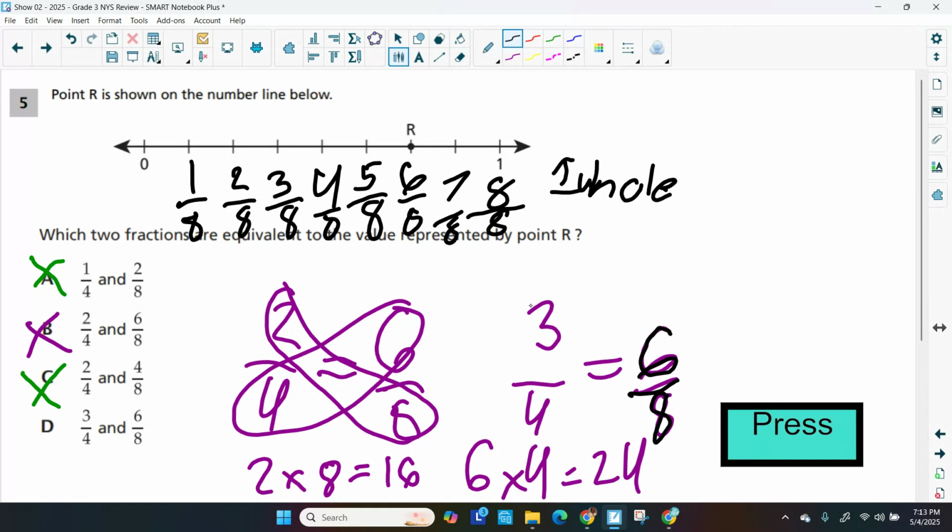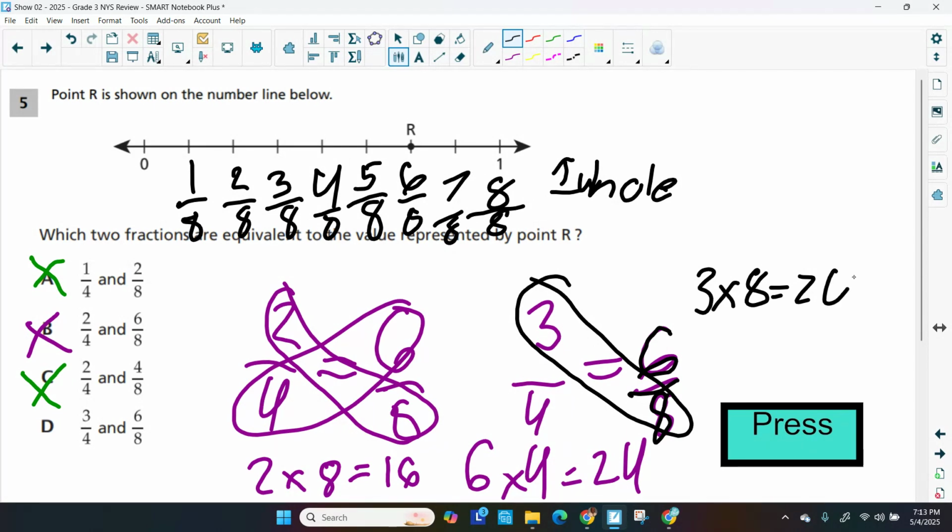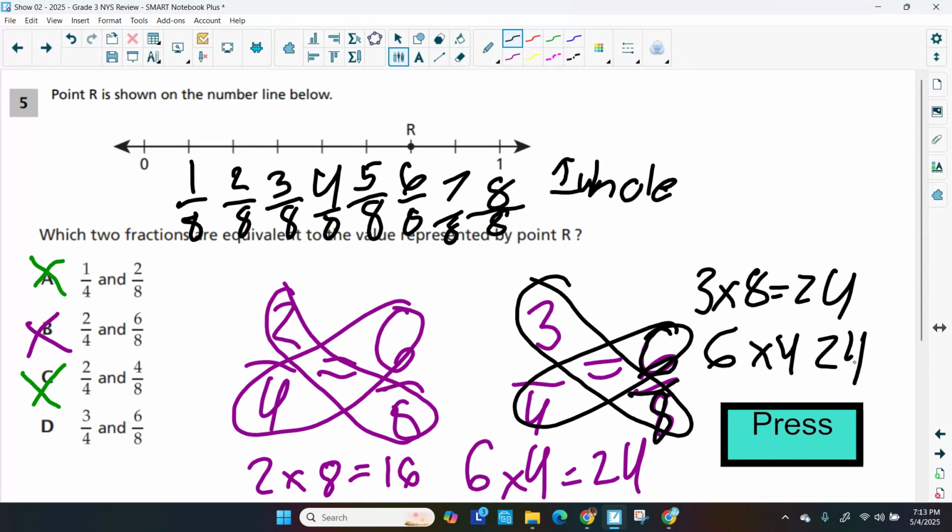You don't have to write over the whole thing. No, just use a different color. So then we'll do cross multiplication. 3 times 8 is 24, and 6 times 4 equals 24. So they're equal. Answer is D.